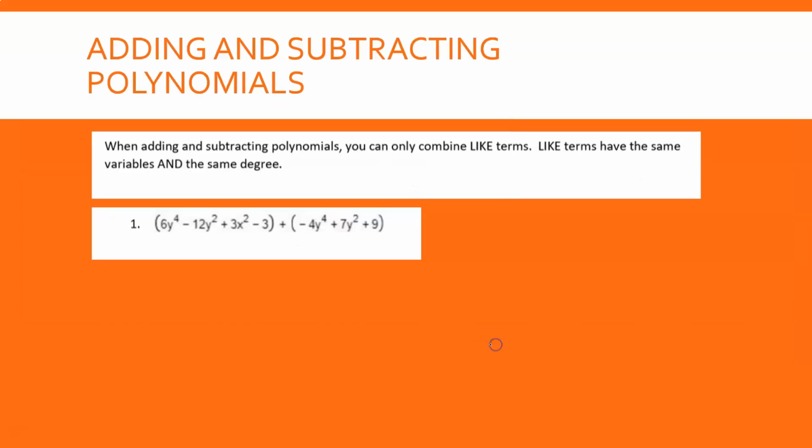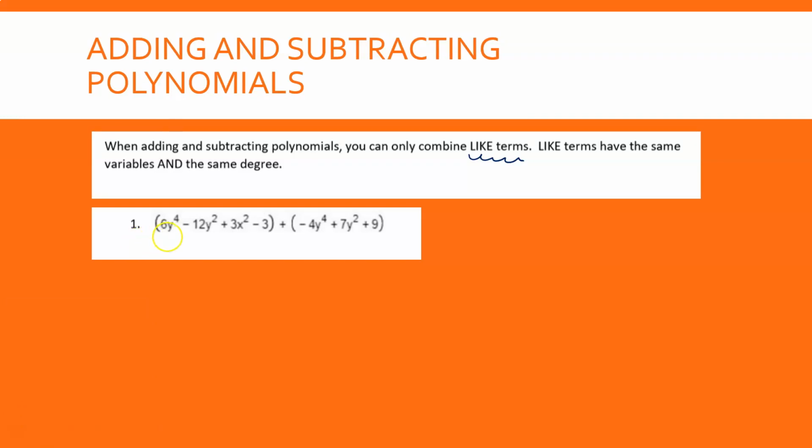Okay. We're going to add and subtract polynomials now. When you add and subtract them, you can only combine like terms. We know that. This is just a reminder. Like terms have the same variables and the same degree. There are a couple ways that you can do this. You can do it vertically or you can stack them horizontally. And I'm going to show you both of these.